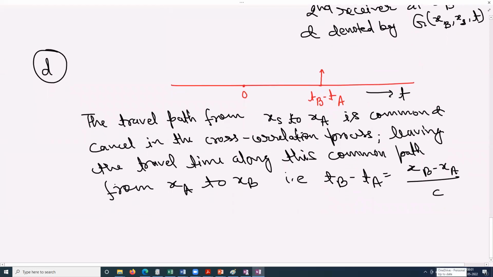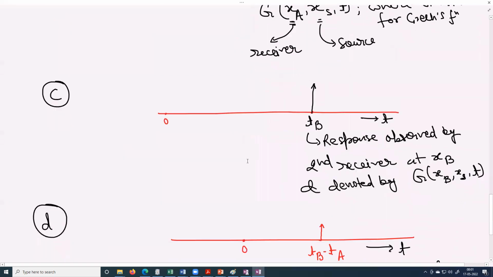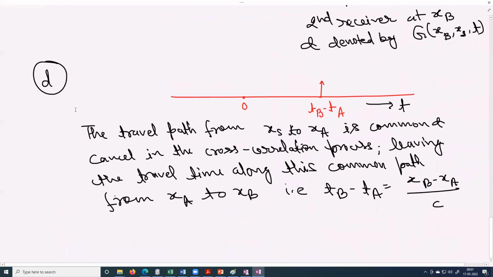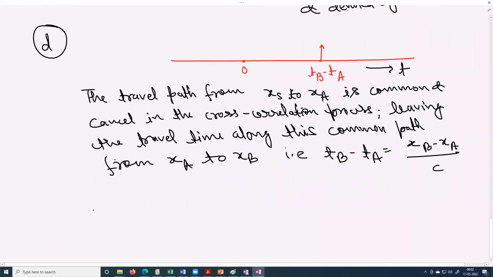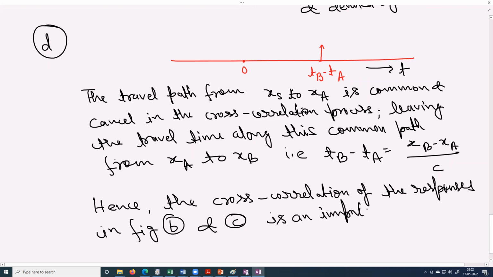Hence, you can say the cross correlation of the responses that you are getting in figure B and figure C is an impulse at TB minus TA, that is shown in figure D. So the cross correlation of the responses in figure B and C is an impulse at TB minus TA. That is shown in D.